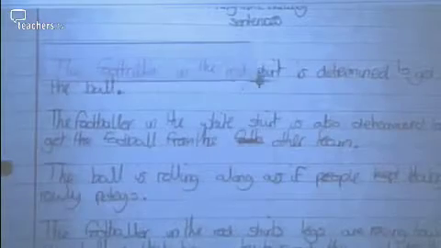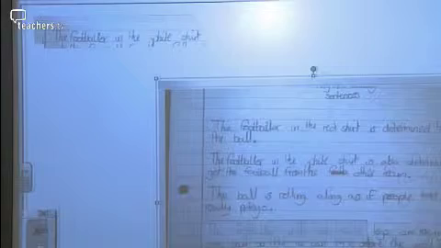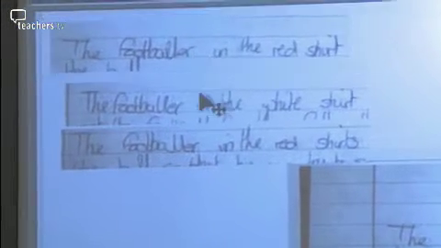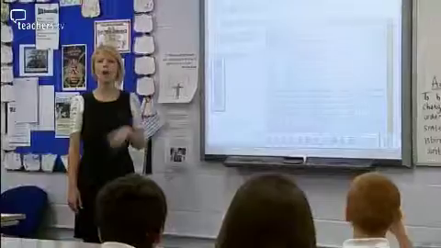The software makes it easy to select and pull out sentences from the students' work. We've got the footballer in the red shirt, we've got the footballer in the white shirt, and we've got the footballer again. Interesting. But what's the problem with always starting your sentences in the same way? It gets a bit boring again and again if it keeps saying the same thing.